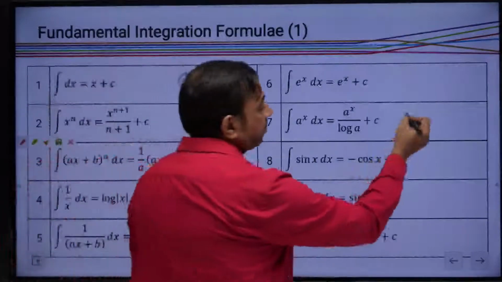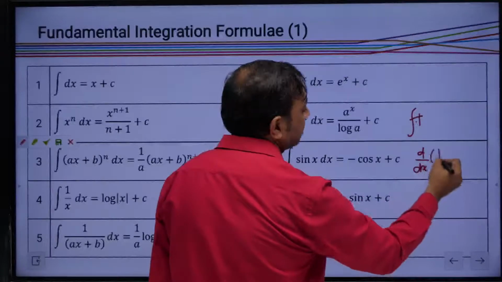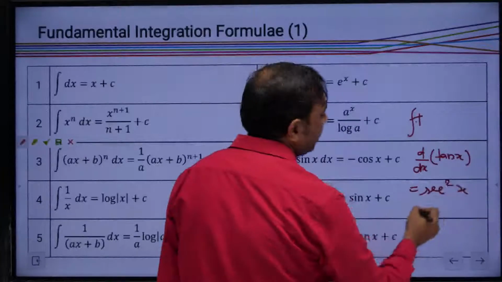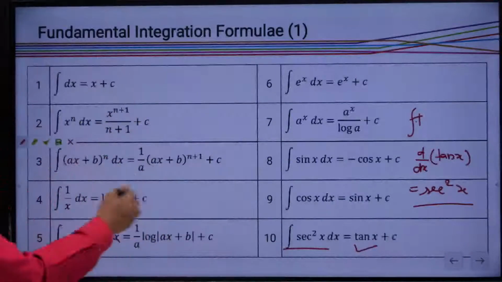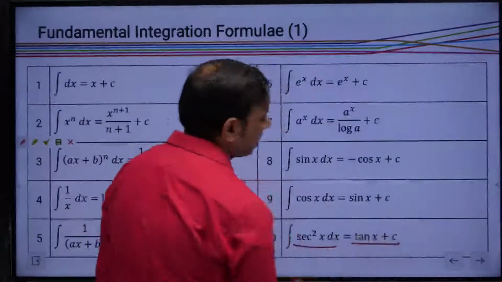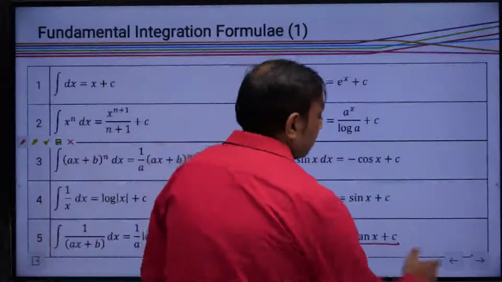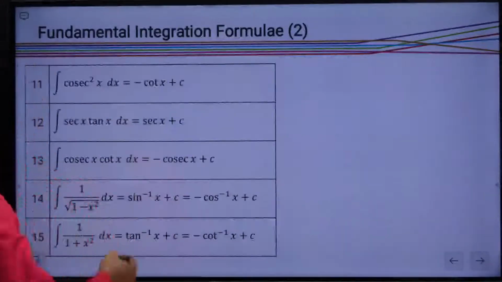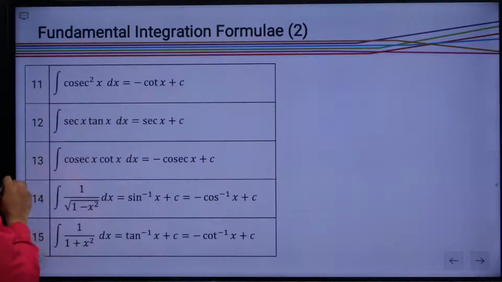Now another differentiation that we use: the differentiation of tan x was sec square x. So if I integrate sec square x, I will get my tan x back. So this result becomes a formula: the integration of sec square x is tan x plus c. On the same sequence, the integration of cosec square x is minus cot x plus c.